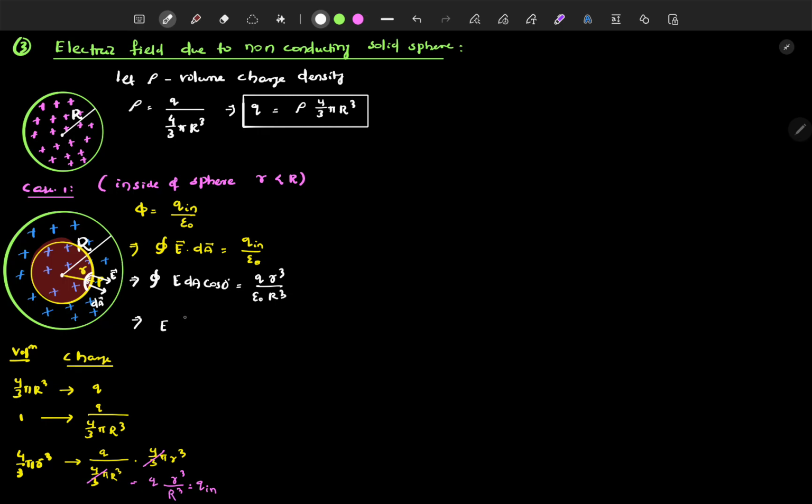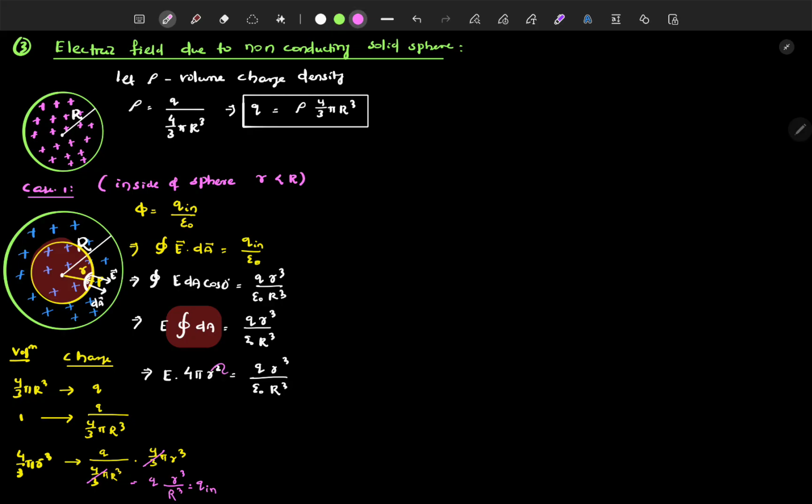Then take E outside. The closed integral of dA is equal to small r cubed Q by epsilon naught into capital R cubed. So what is the integral of dA? Remember, the closed integral of dA is the surface area of the Gaussian sphere, that is 4 pi r square. So E into 4 pi small r square is equal to Q r cubed divided by epsilon naught capital R cubed.